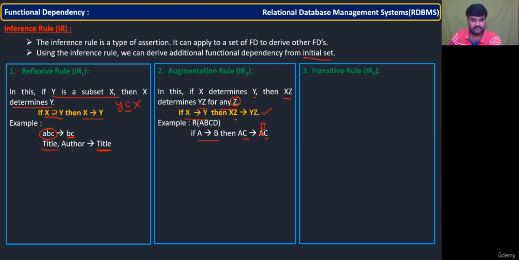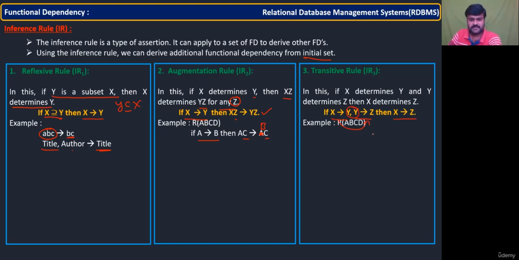That is the transitive rule. You might see this in many places, but the meaning is the same. In this, X determines Y and Y determines Z. So transitively we can say X determines Z. Because both are the same, X determines Z. So these are the 3 rules: reflexive rule, augmentation rule, and transitive rule. We are going to apply these in many places. Try to get familiar with them.